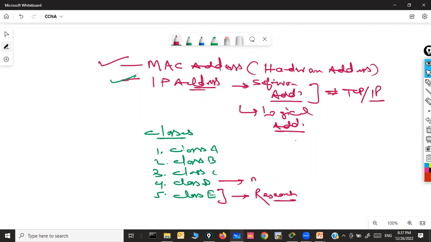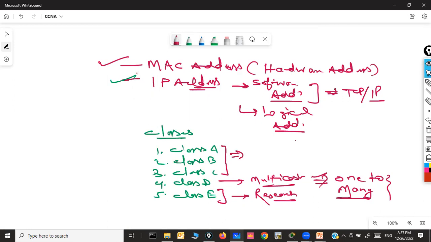Class D is for multicast communication or multicast routing, and multicast is one to many communication, one sender and multiple receivers, right? So we mainly talked about class A, B, and C addresses, and they are meant to be used in unicast communication or unicast routing. Unicast, and there's another type of communication, that is broadcast.